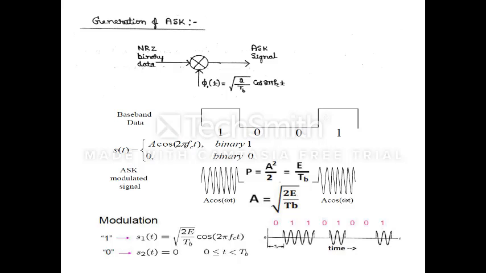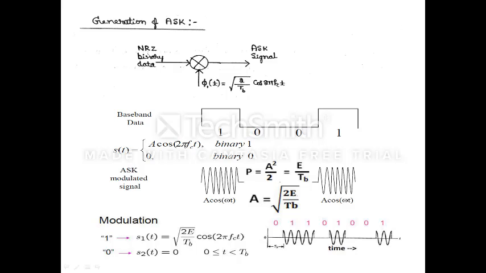Let us look at the generation of ASK. Here the input is non-return to zero binary data. The carrier signal is denoted as phi 1 of t, equal to square root of 2 divided by Tb times cos 2 pi fct. This phi 1 of t is nothing but Ac cos 2 pi fct, where Ac is replaced with square root of 2 divided by Tb, with the energy of that signal equal to 1.